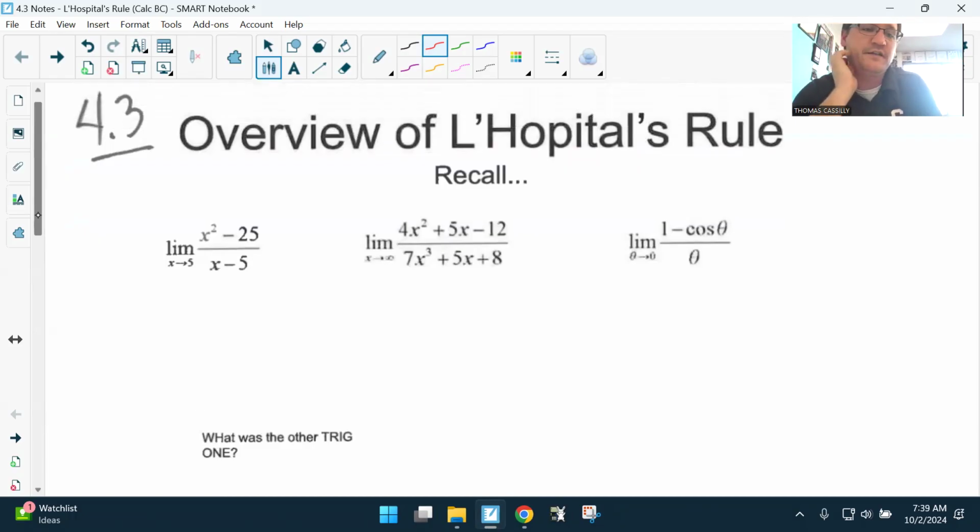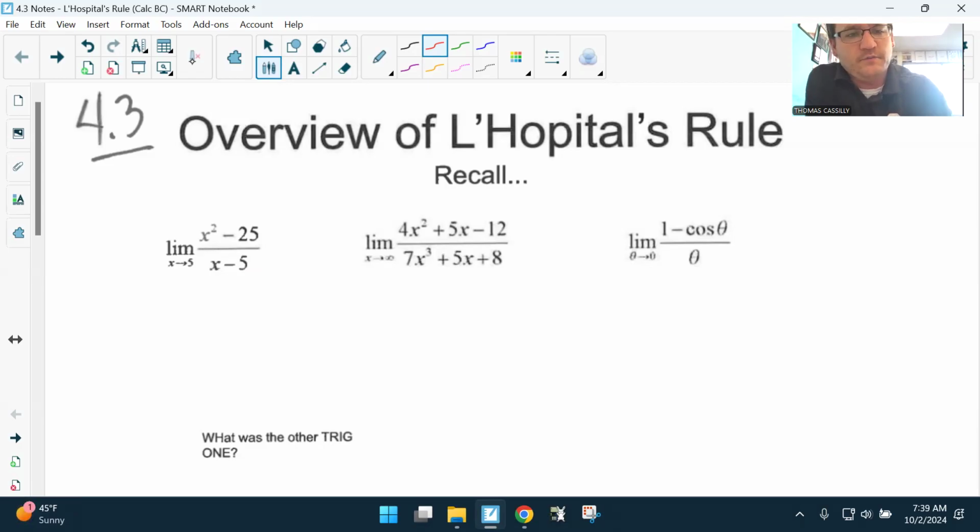Before I get to that, let's just revisit some limits that we had. So if we look at this limit, I think this was unit one, and we said evaluate as x approaches 5. Well, we're going to get a 0 in the denominator, right? 5 minus 5 is 0. And whenever we have zeros on the bottom, bad things happen.